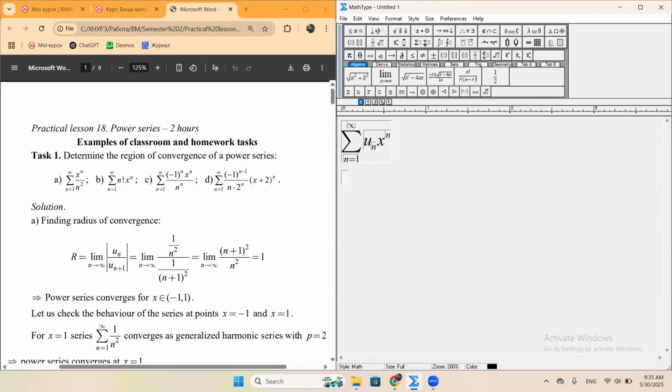So let's start investigating power series for convergence. We will have to determine the region of convergence of power series. Starting with the following series: sum over n from 1 to infinity of x in power of n over n square.